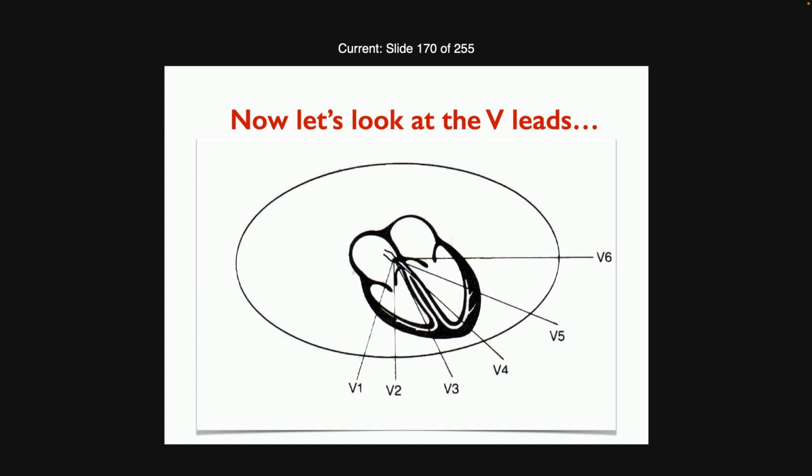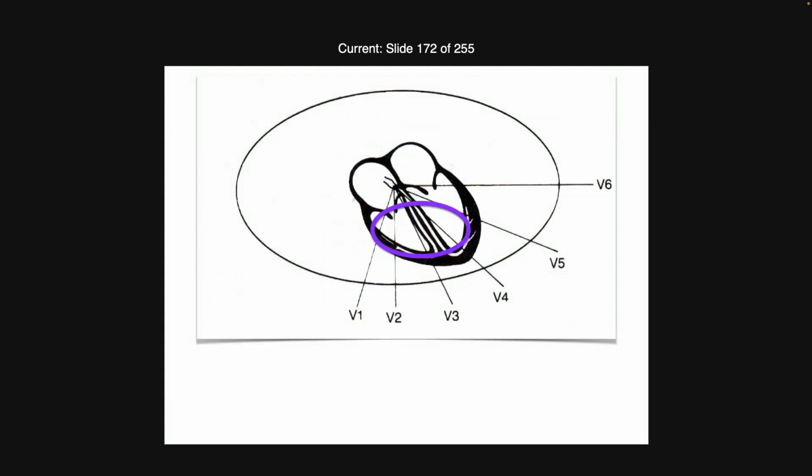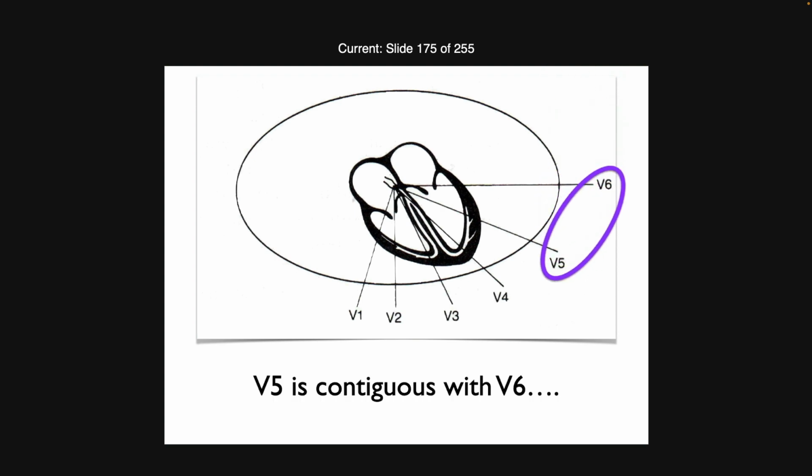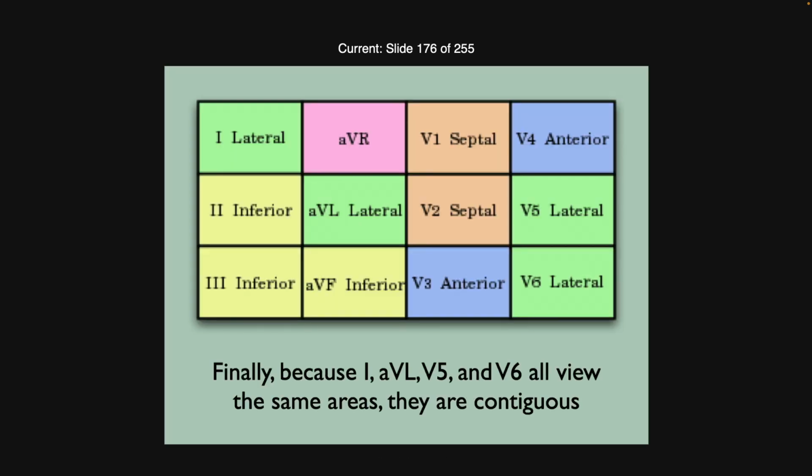What about those V leads? So remember, the way the electrodes, it's V1, V2, V3, V4, V5, V6. They're just like that. And they're all contiguous with each other, meaning that V1 is contiguous with V2, V2 is contiguous with V3, V3 with V4, V4 with V5, and V5 with V6, because it's just one big territory that it's moving across. Okay? And then finally, what always is a little goofier, the lateral. So 1 is contiguous with AVL, contiguous with V5, contiguous with V6. Okay?